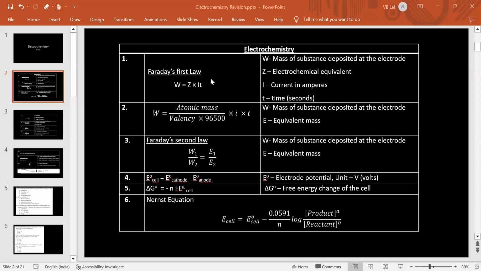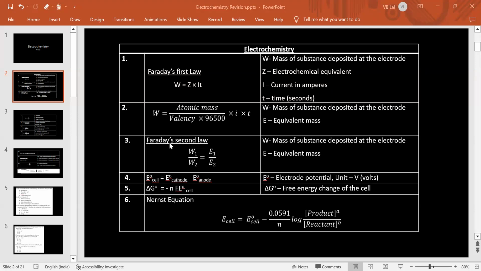I started with the part that we started yesterday, Faraday's first law, that is W is equal to Z into I into T. And W, if I simplify, I taught this yesterday. Instead of Z, the electrochemical equivalent, if its value is not given to you, you may have to use this formula. So we did the derivation. Those who are not present can see yesterday's PPT.